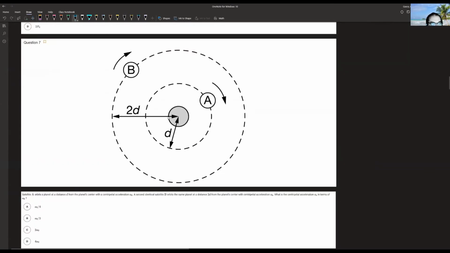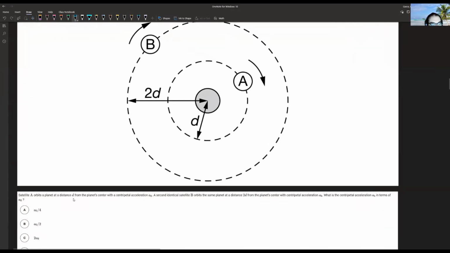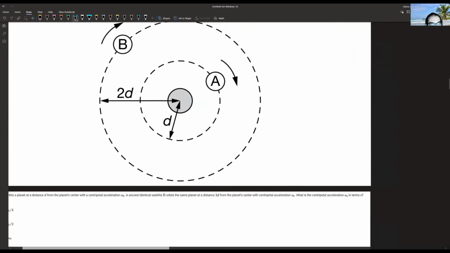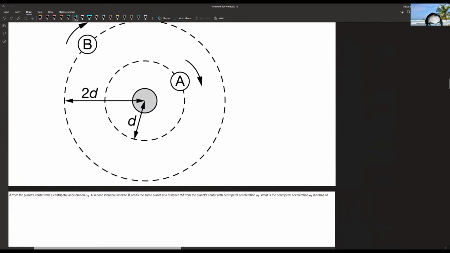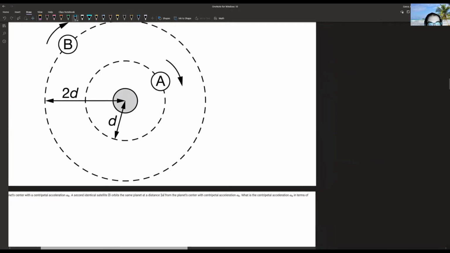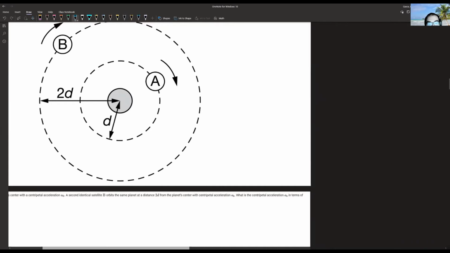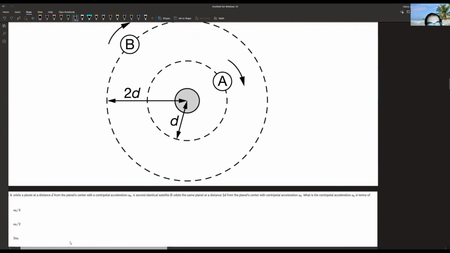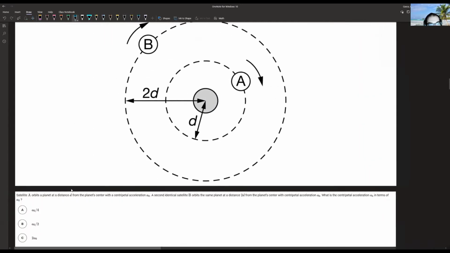All right, let's go ahead and take a look at 7. Looks to me like we have two objects orbiting a planet, and it says satellite A orbits a planet at a distance d from the planet's center with a centripetal acceleration A original. A second satellite B orbits the same planet at a distance 2d from the planet's center with a centripetal acceleration, sorry, AB. What is the centripetal acceleration AB in terms of AO?